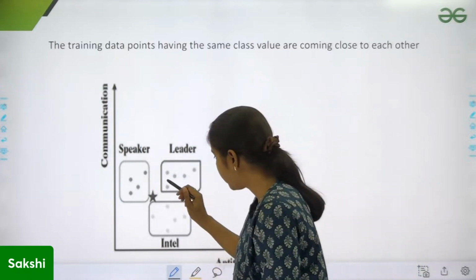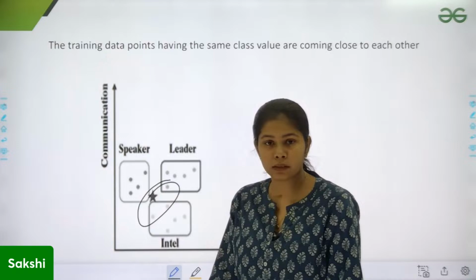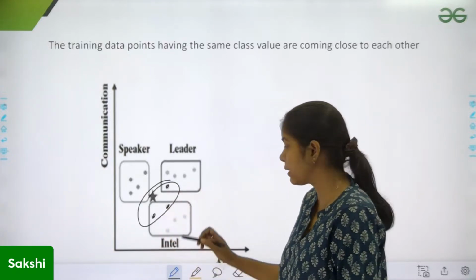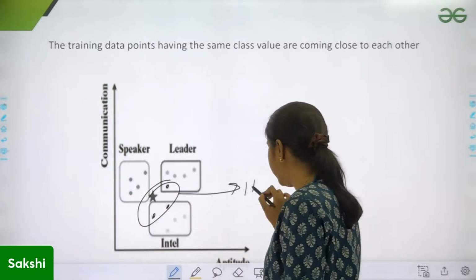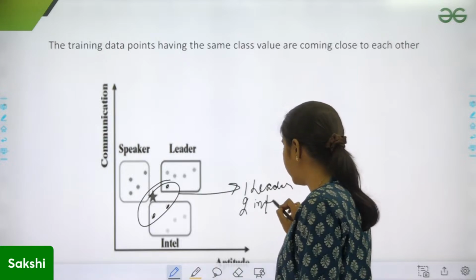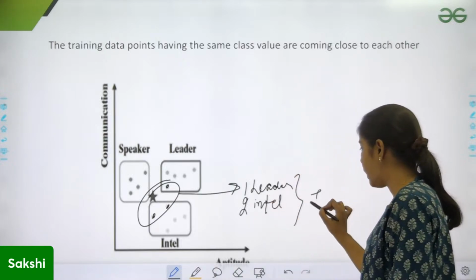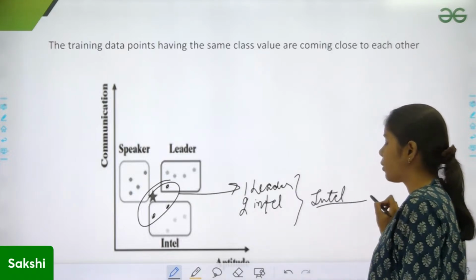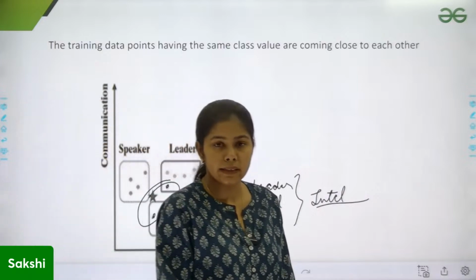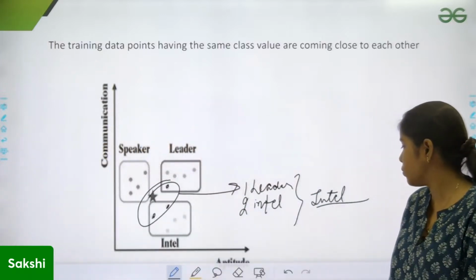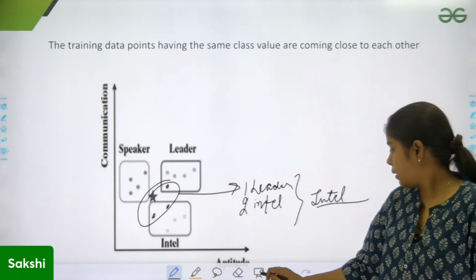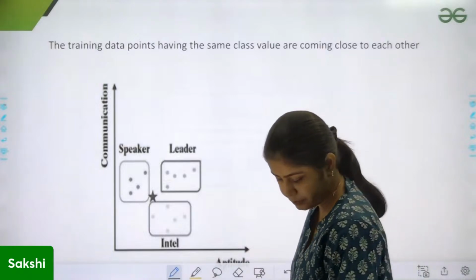So you can see that if you take 3 nearest neighbors, it would be something like that, right? I have taken 3: this one, and this one. Out of these, I have one leader and 2 intel in this neighborhood. So the maximum is intel, so I'll classify this star as intel. And if you remember, Josh was intel, so that means the algorithm is giving us the right result, right? I'm getting right results using test data. Is it clear, guys? Okay, so let's move forward.